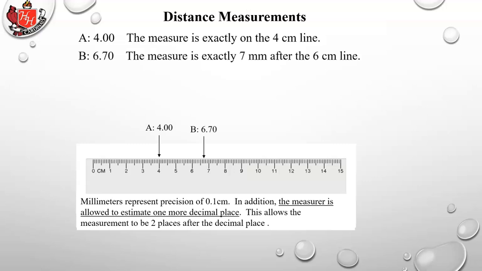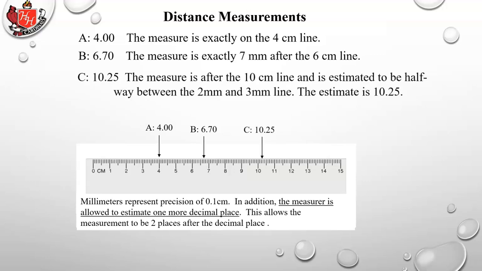Okay, let's look at this. We have the arrow pointing exactly at 6.7. So the measure is exactly 7 millimeters after the 6 centimeter line, but you're still required to make that estimate digit. So if you think it's exactly on the 6.7 line, then you should say 6.70.